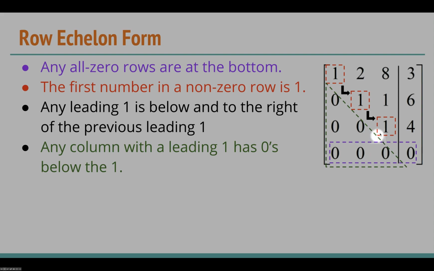Same thing for column 3. The 1 right here is down in this lower right-hand corner, so we don't care about anything above it, like this 8 and this 1 up here. What we care about is that this is a 1, and then this below it is a 0. And that's what we call row echelon form. So keep that in mind as we make our way through the next few examples.